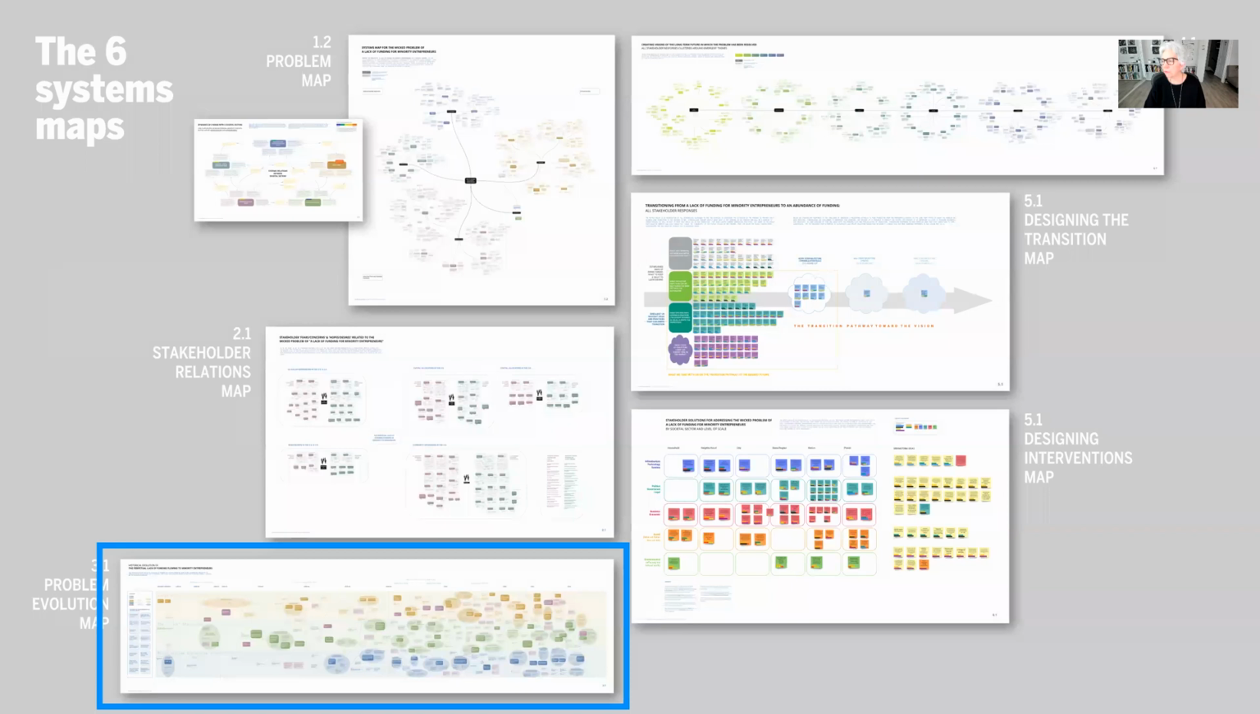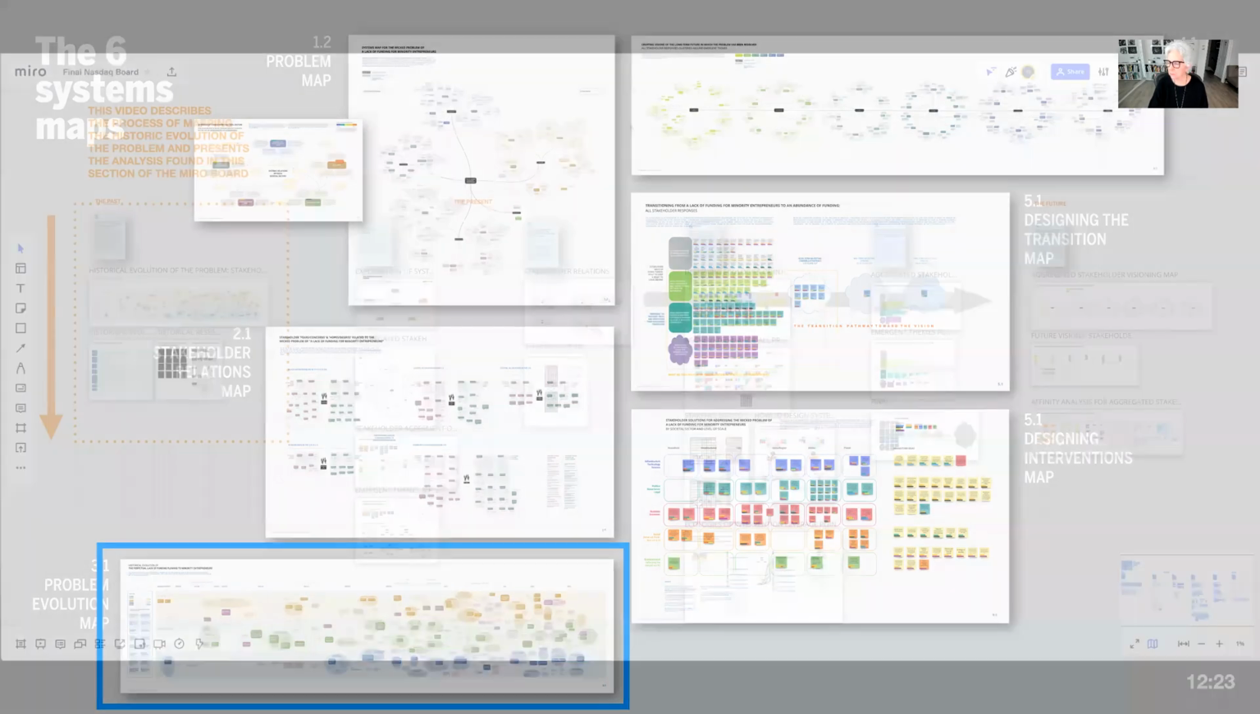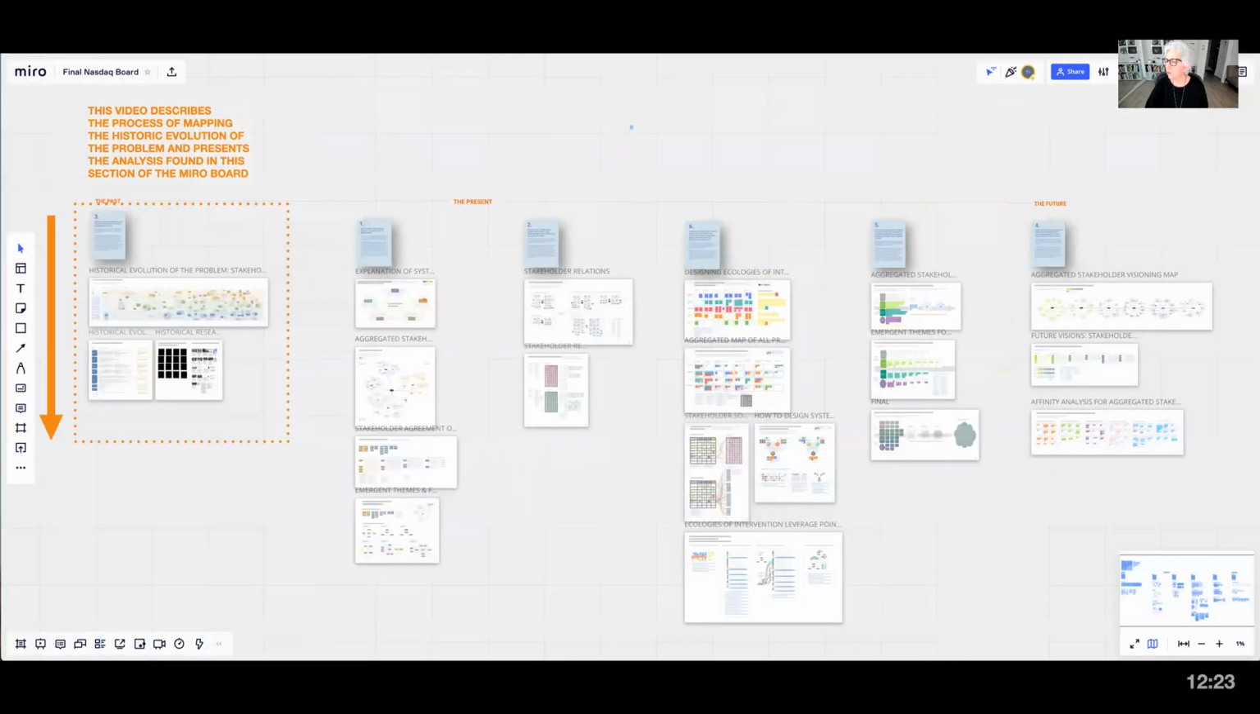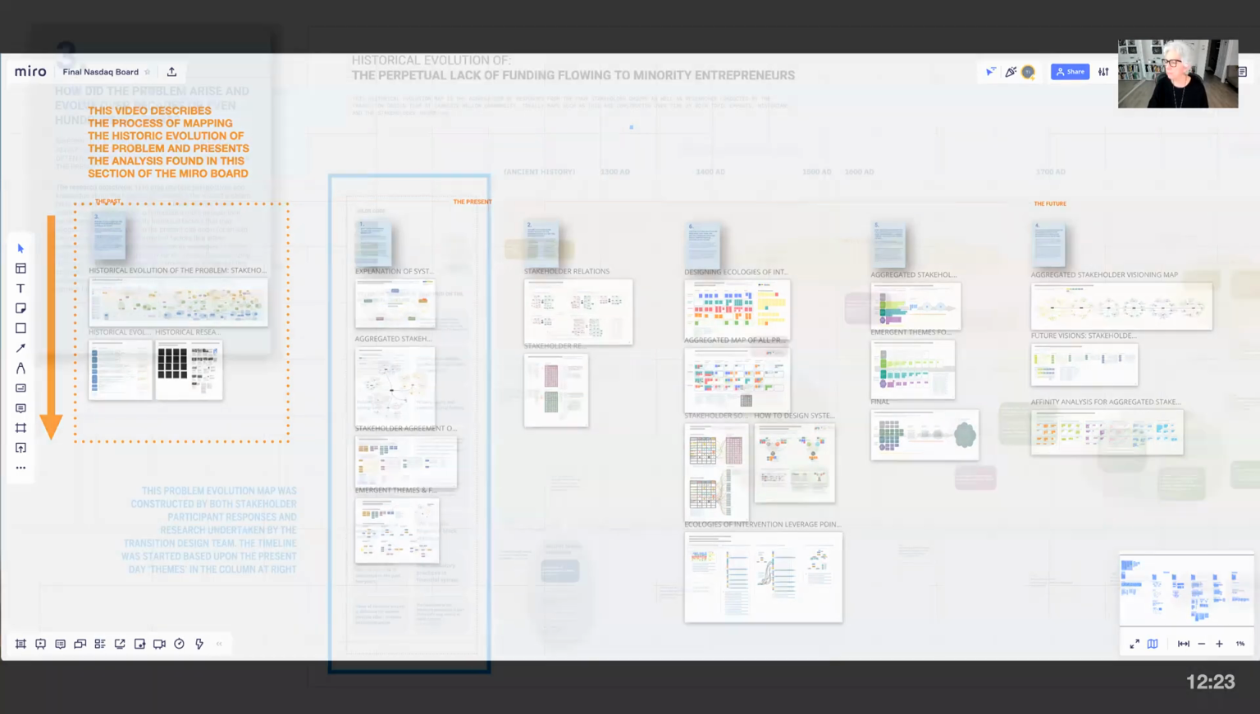The data gathered from the 4 stakeholder groups resulted in these 6 systems maps, and this video reports on the historic evolution map highlighted in the blue box and the insights that it produced. This step can be found on the far left of the Miro board, with the systems map at the top and the analysis situated directly below it.